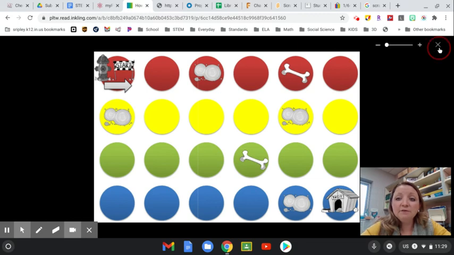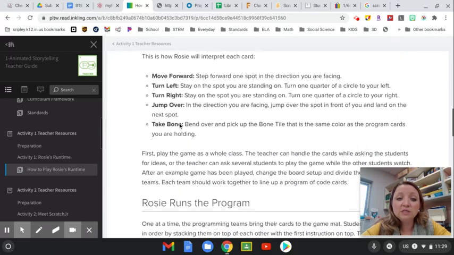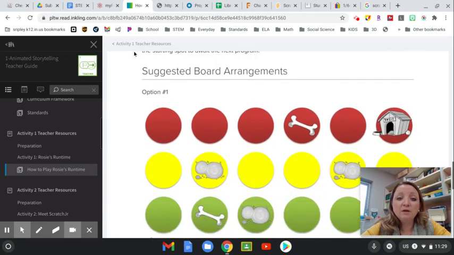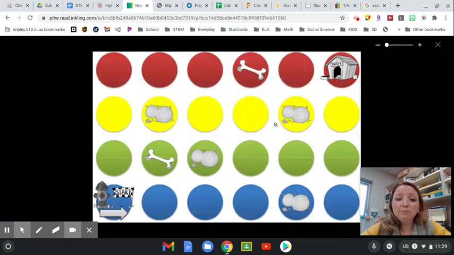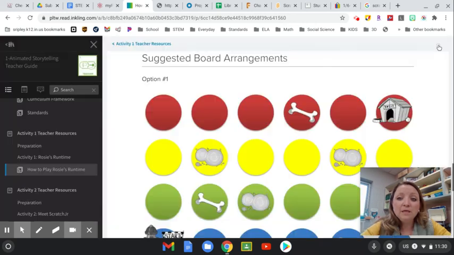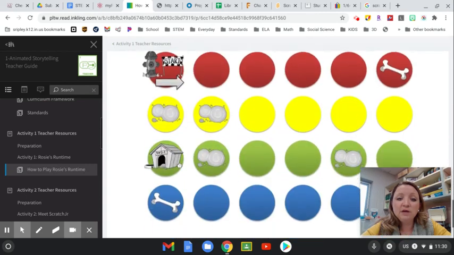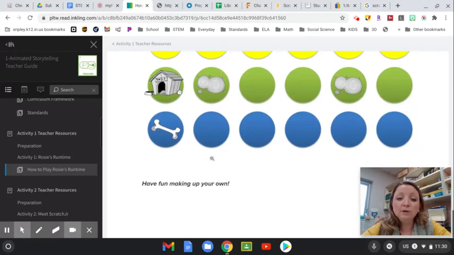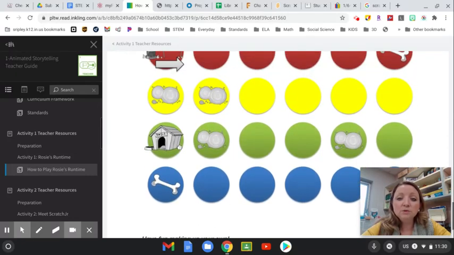And as of right now, that is all for Rosie's runtime that you need. And we can also do different game options. So we could start down here, have 2 bones, and then the doghouse is up here. There's different options that we could talk about, or different game boards. If you guys all get through the first game board, then we can talk about this game board. Okay. So we will go over that next time I see you guys. And here's another one. This one has the house surrounded by water puddles. Okay. So we'll talk about that more next week.